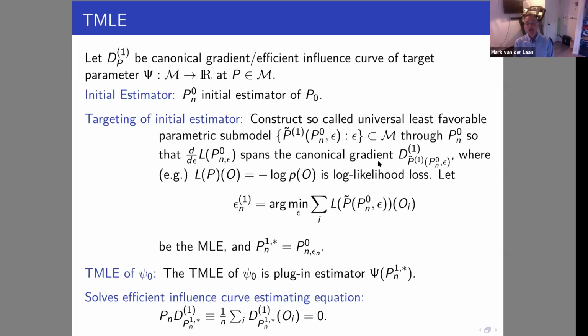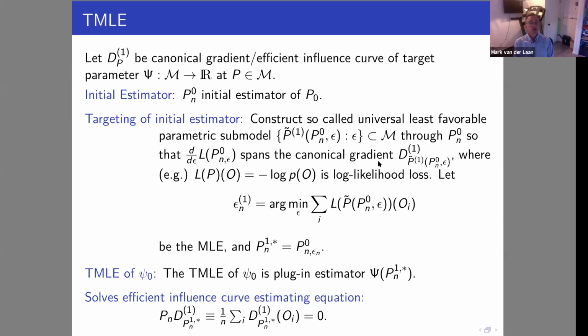Now, that canonical gradient is a very important object because it defines a path. If we compute a path like P epsilon with score that canonical gradient, that path has a fluctuation parameter, and that path is all about changing the target parameter maximally for every small change of epsilon. And so that one will be used to do the TMLE update.